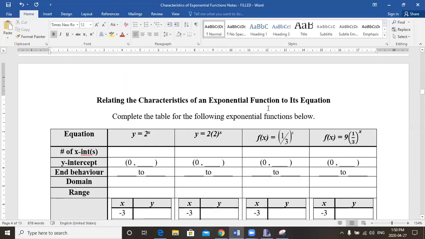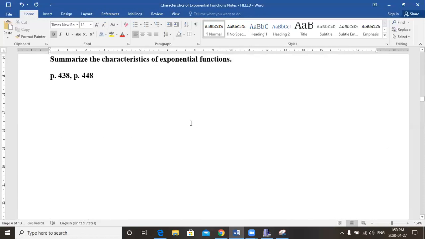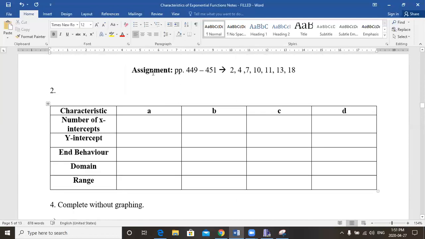Tomorrow, you will fill in this part of the notes, or you could even do that today, but tomorrow you will be working on this assignment here. Okay, page 449 to 451, do all those questions, check your answers in the back of the book. As well, on the Microsoft Teams, I'll be uploading a concept check for exponential functions.